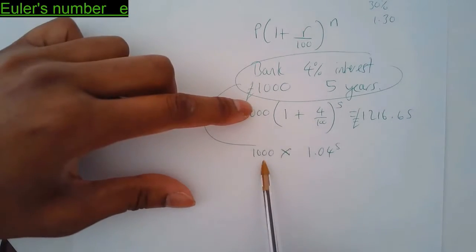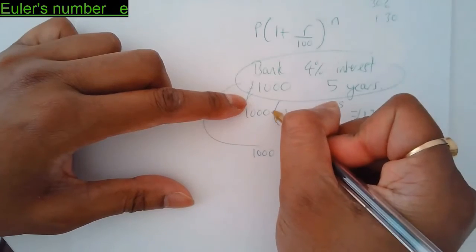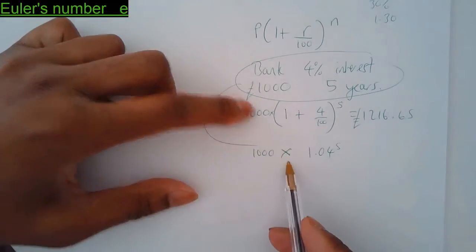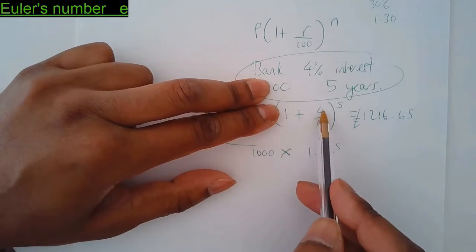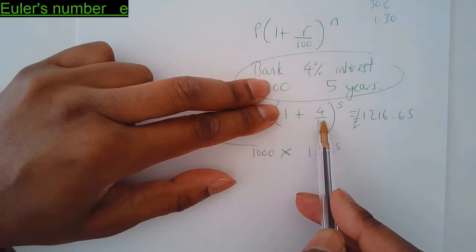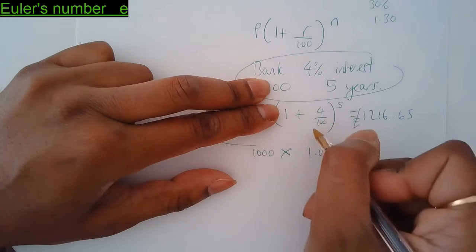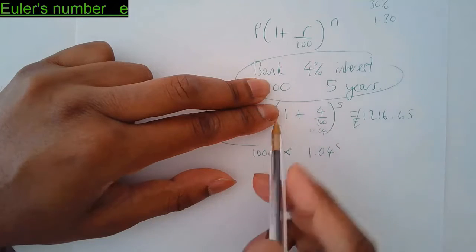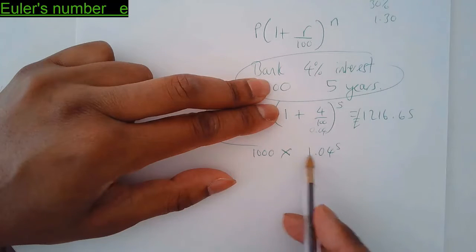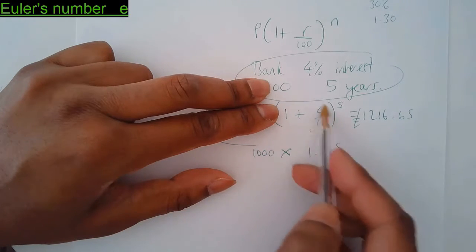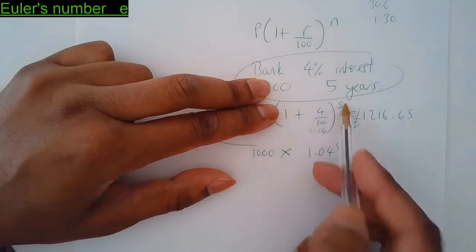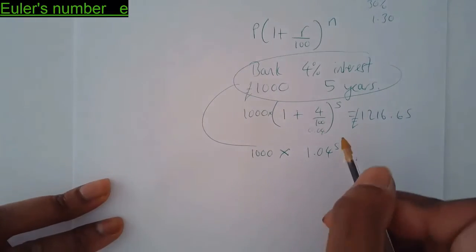So you can see that. Remember, there's an invisible times sign there. So you've got the 1,000, you've got the times. 4 divided by 100 is 0.04. 1 add 0.04 is 1.04. So all of that is 1.04 to the power of 5. So that's how I showed it.